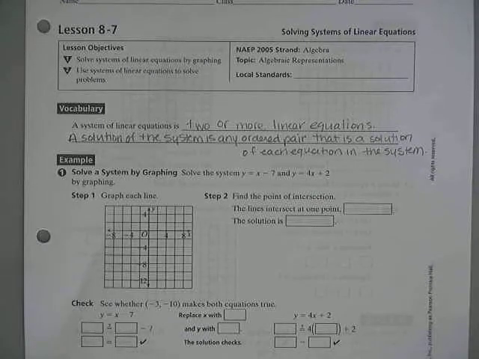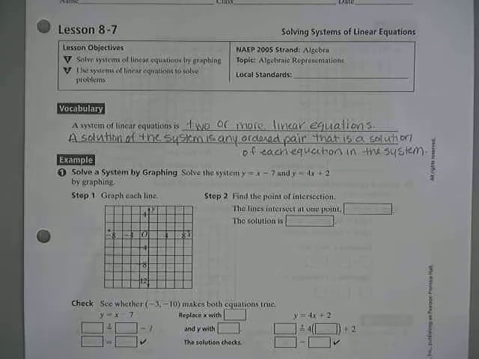So in order to be a solution to the system, it's got to be a solution to each one of those. It's got to be an ordered pair that is a solution to each of the equations in that system. Sounds kind of confusing, but it's not. Okay, we want to solve by graphing.